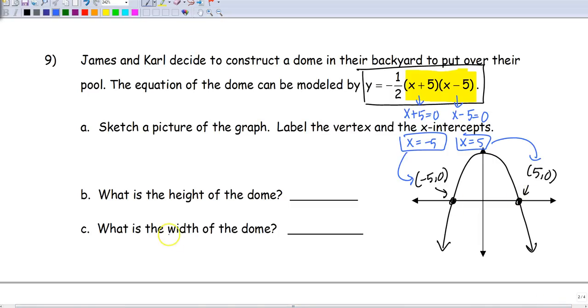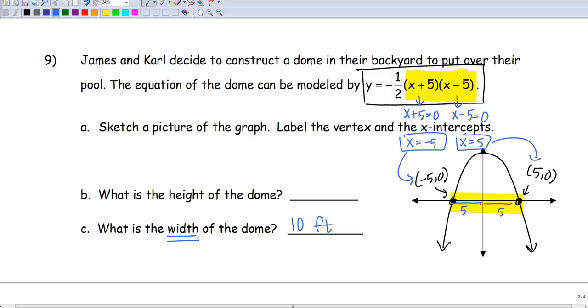This corresponds to the width of the dome. Okay, so the width of the dome is from here to here. How many units is that? Well, from here to here is 5 units. From here to here is 5 units. So that's a total of 10 units. And these are always going to be in feet. Okay, so 10 feet wide.